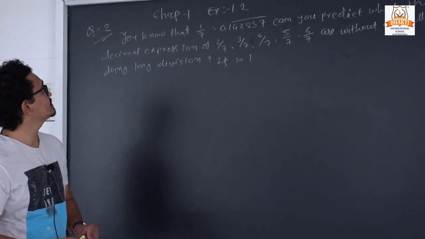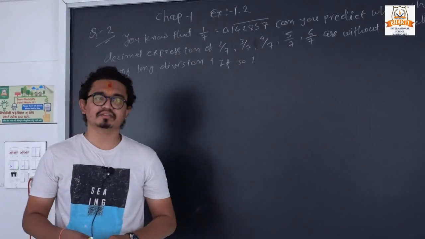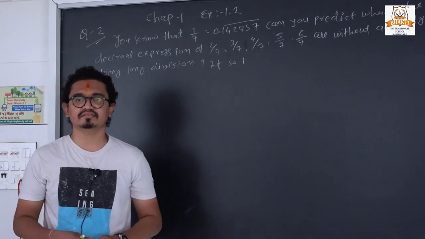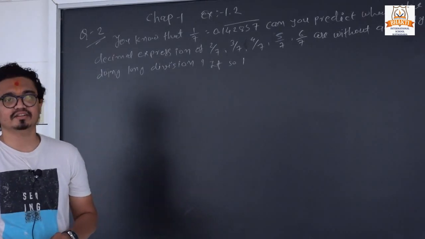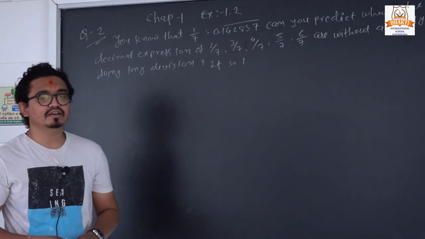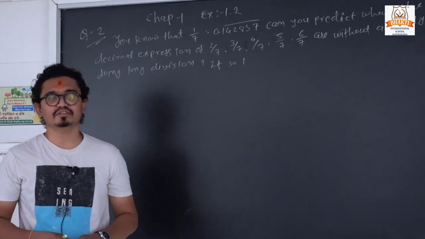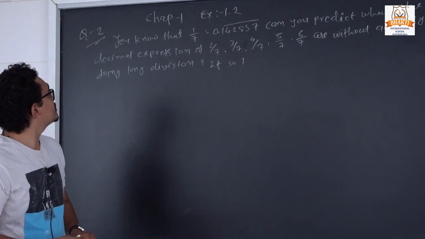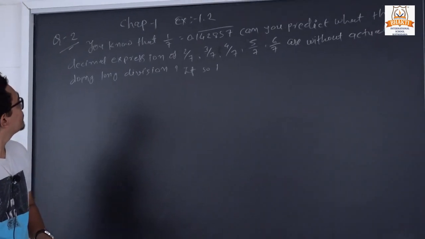Okay, good morning students. We are continuing with our chapter number 1, exercise 1.2. In the previous lecture we were talking about question number 1. In question number 1 we found the fraction in decimal form. But today in question number 2, what are they asking?